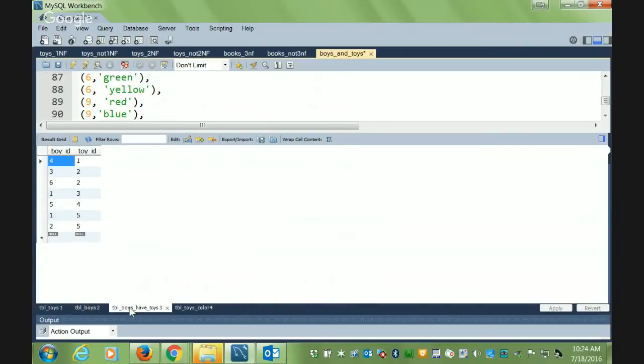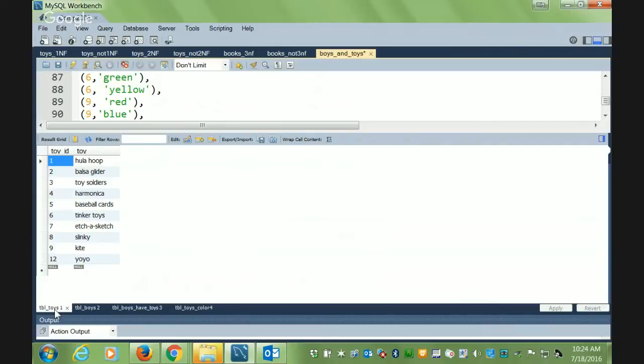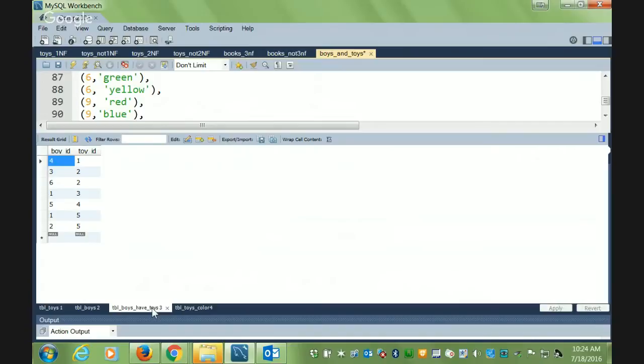This one says which boy has which toy. So 4,1, you'll have to look up who's boy number 4. Richie. Richie has a hula hoop. So this is how you will look up. 3 and 2. 3, Beaver, has a balsa glider. So this is how you will pick up data, right? But of course, we won't do it manually. We will write our statements to do it.